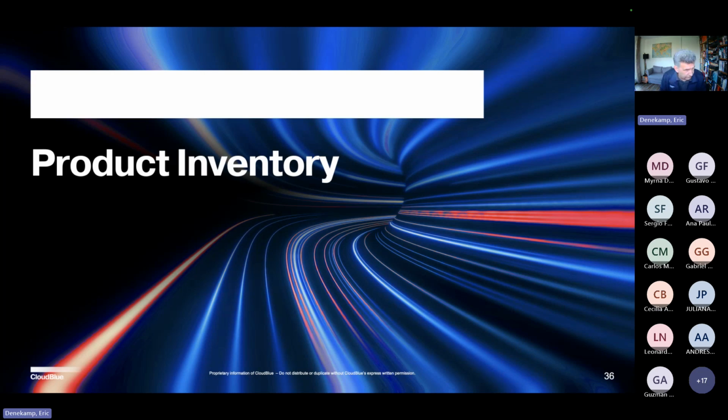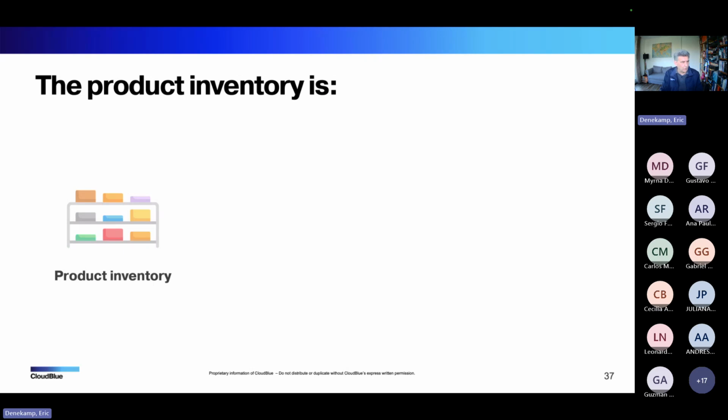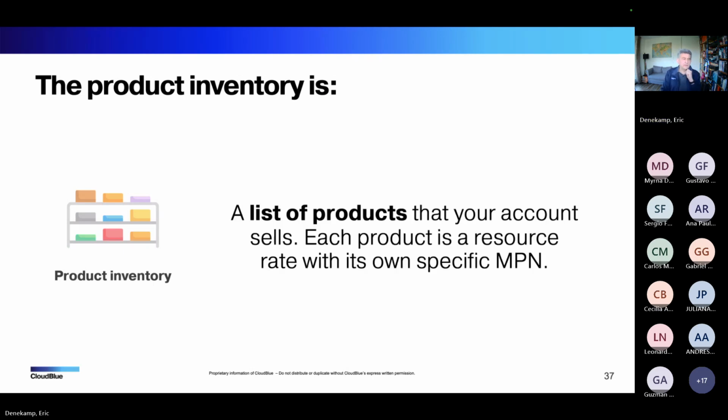We call it product inventory. And product inventory is nothing more than making sure that you have a list of products that your account sells, and each product is a resource rate, with its own specific MPN.